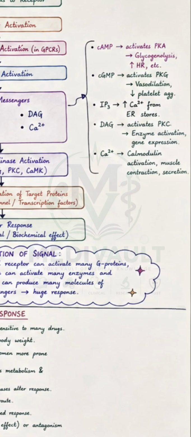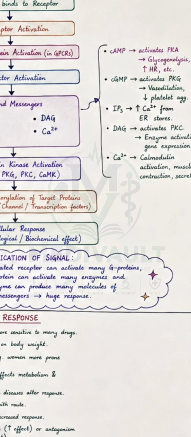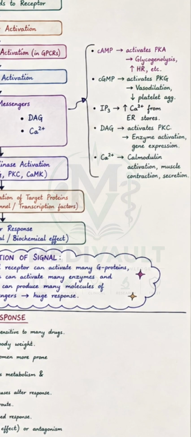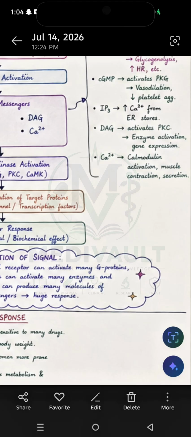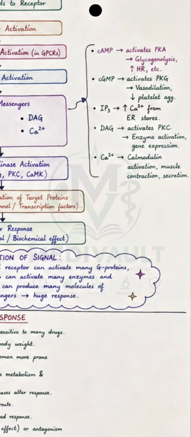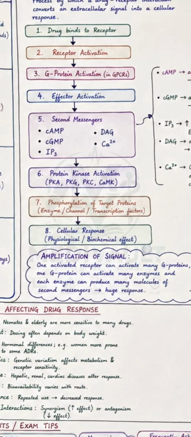cAMP activates the protein kinases, which increase gluconeogenesis, and heart rate will increase, and other things will increase. cGMP activates the protein kinase, causing vasodilation and decreasing platelet aggregation. IP3, when activated, will release calcium from the endoplasmic reticulum store. DAG activates the protein kinase enzymes, and genes will be expressed. And calcium will cause muscle contraction and secretion. So this is what happens in the signal.